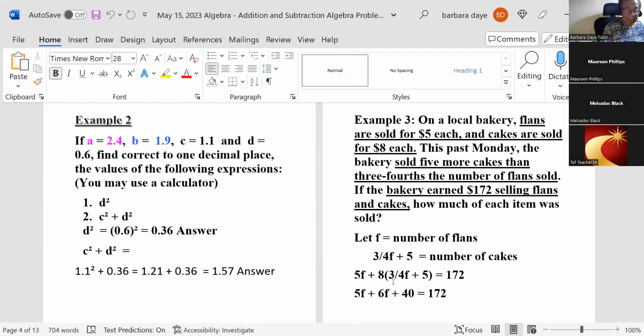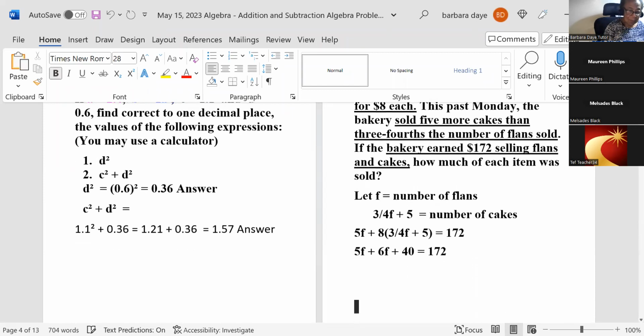What's 5F plus 6F? 11F. That's right. So now you've got 11F plus 40 equal 172. What do you do next, Mercedes? You're going to divide? No, you've got to get the 40 constant with the 172, right? So you subtract that 40 from both sides, and that would give you 11F equal 132.